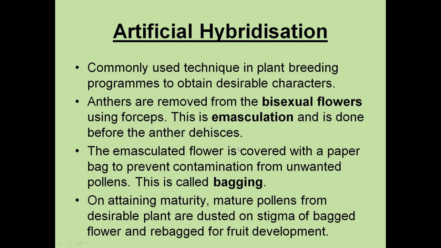And then the flower is going to be covered with the help of paper bag or any polythene bag with some perforation pores for the gases exchange to prevent contamination from unwanted pollens. On attaining maturity, the mature pollens from the desirable plants are going to be dusted on the stigma and the flower is going to be rebagged.